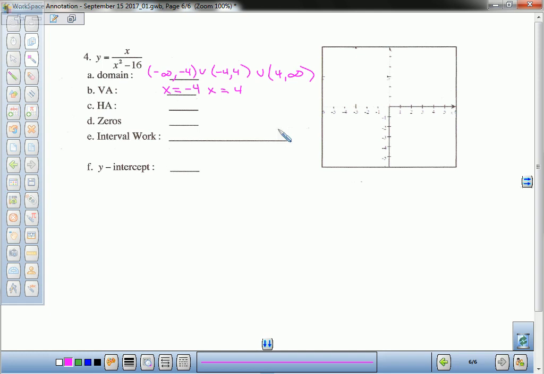So our vertical asymptotes are negative 4 and 4. Okay, now what's next? Horizontal asymptote. What is it, folks? It's 0. And why is it 0? Because the degree of the numerator is less than the degree of the denominator.